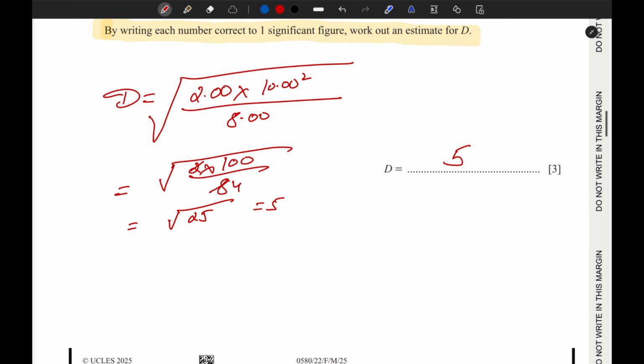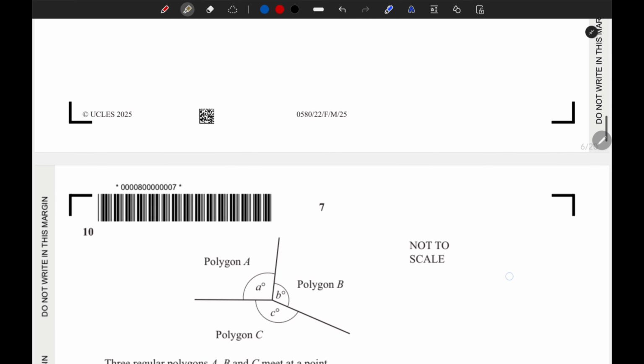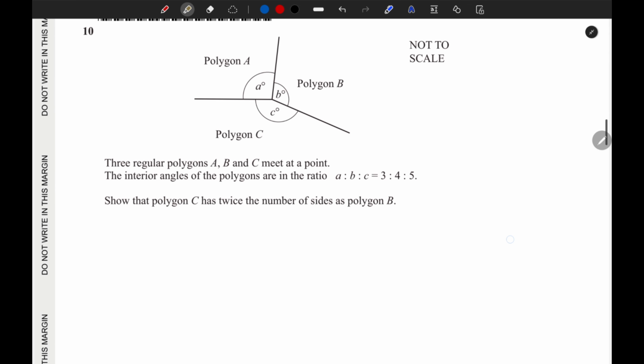Okay, now moving on to our next question, which is the 10th one. Three regular polygons A, B and C meet at a point. This is the point where they meet, and you have three polygons, polygon A, B and C. So this is their point of meeting.